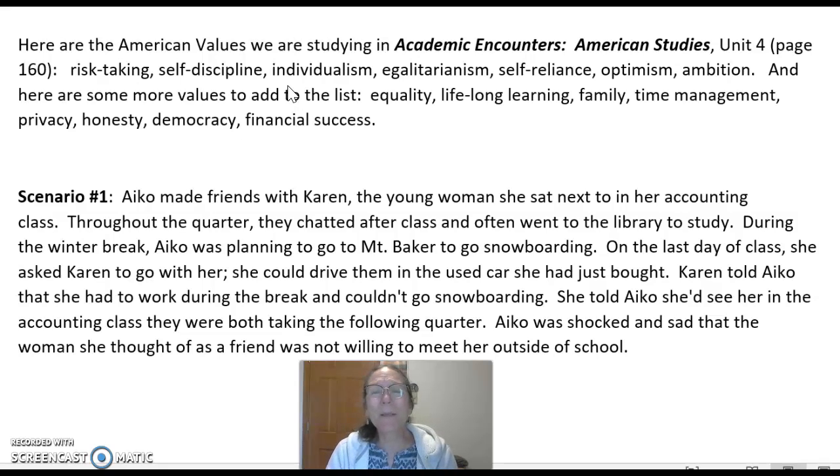All right, here's the rest of the list. Equality? Not so much. Lifelong learning? Well, they are in college, but we don't know how old they are. Lifelong learning is for people who are outside of the traditional age of learning. Family? Nope. Time management? Maybe. What do you think? Time management? Is Karen trying to make the best use of her winter break when she doesn't have to study and she has enough time to work more, maybe? Privacy?